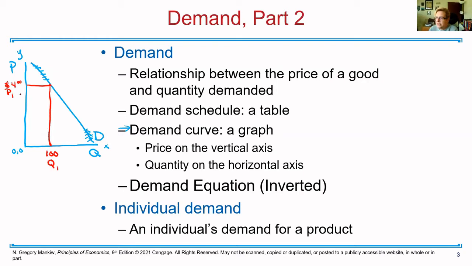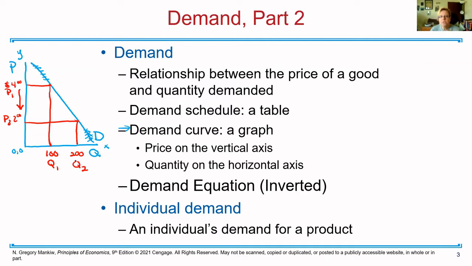If the price is slashed in half, or the price goes down to P2, we'll call that $2, and I follow it over to the demand curve, the law of demand says as the price decreases, the quantity demanded increases, all else held constant. So now I have twice as many buyers that are willing and able to purchase.